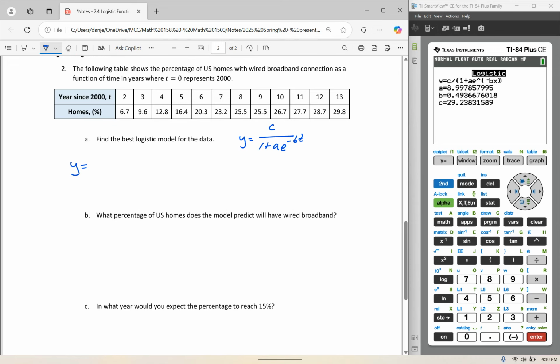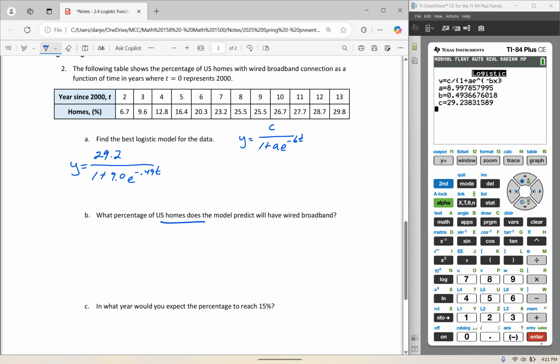It doesn't matter for purposes, and here we're going to leave the e in the function, so y is equal to c, 29.2 divided by 1 plus a. I'm going to call a 9.0. 8.997 is 9. 9.0 times e to the negative b. I'm going to fix my fraction bar here. E to the negative 0.49t. There's my function.